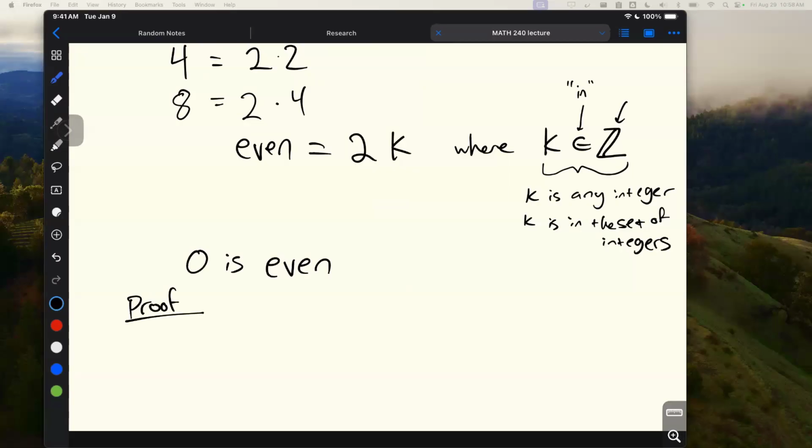Let's write a proof. I didn't plan this beforehand. I think I want to prove it by contradiction, but in order to do that, I have to say that 0 is an odd number, and we don't know how to write odd numbers yet. So we're going to talk about odd numbers first, and then we're going to prove that 0 is even. To be continued.